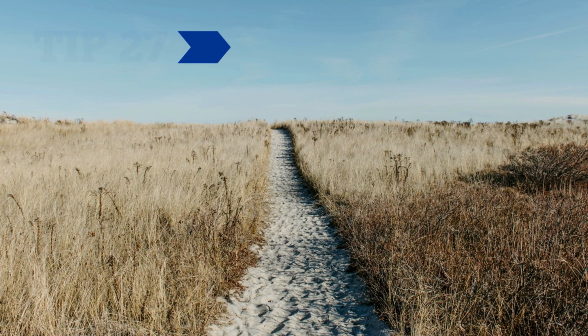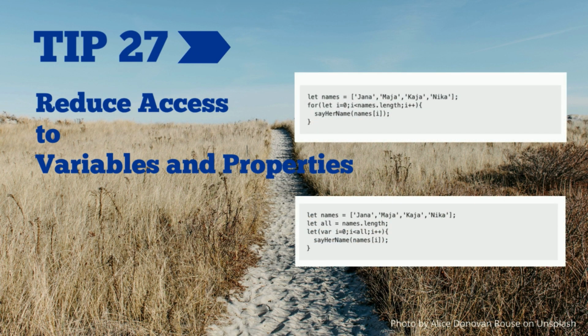27. Reduce access to variables and properties. When you do loops, don't read the length attribute of an array at every iteration. This means that every time the loop runs, JavaScript needs to read the length of an array. You can avoid that by storing the length value in a different variable.